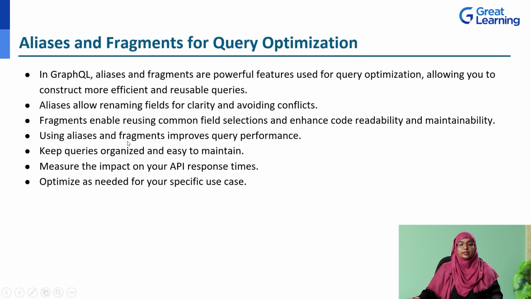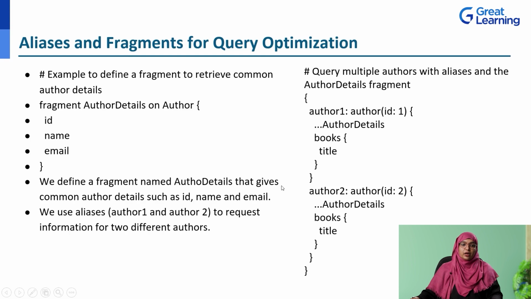So both your aliases and fragments help you in attaining the performance of your queries, and help keep the queries organized and easy to maintain. They also help you measure the impact on your API response time, like the time taken from when the query is sent to when the response is brought back from your server. It will help you enhance your API response time. Optimize as needed for your specific use cases. You will be able to use aliases and fragments and optimize as and when it is required for your use case. Now, coming to an example for your fragments and your aliases.